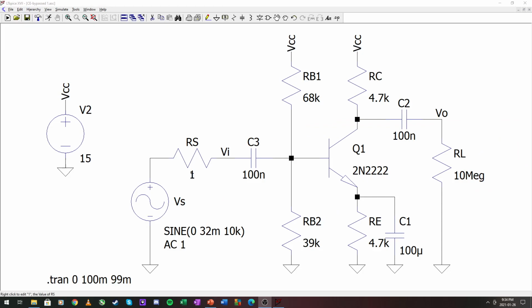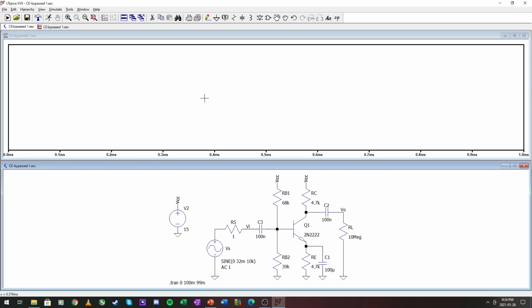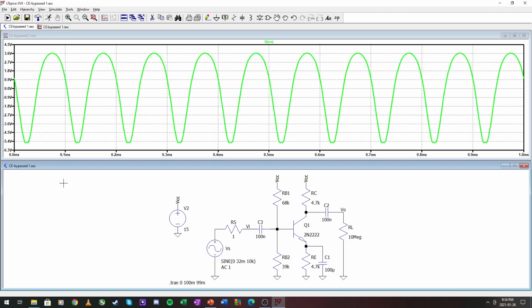Right, here I have my simulation setup with RS being close to 0 and R load being a huge value, so the loading is not a problem. Let's insert the 32 millivolts peak on the input here and see what our output result is. So we can see that we have clipping on the one side, and on the other side it's really not a pretty sight. It is not very linear.